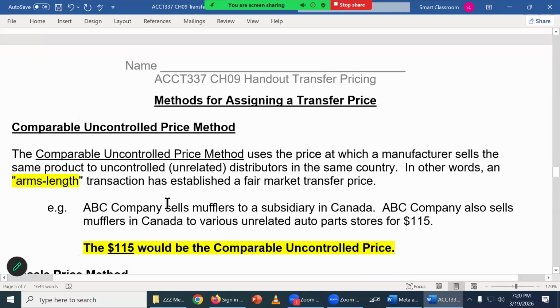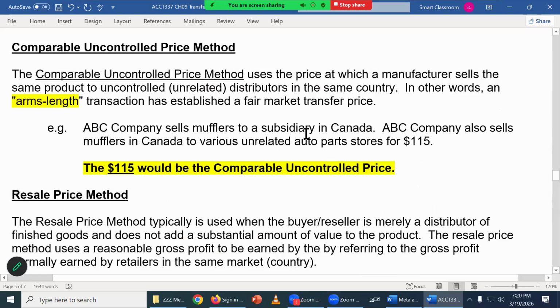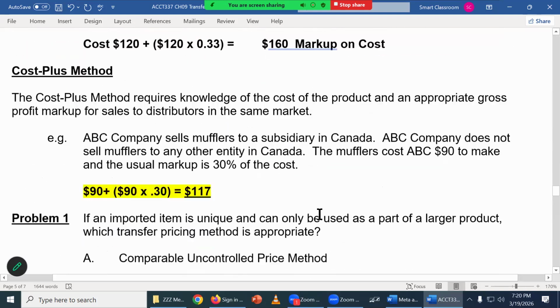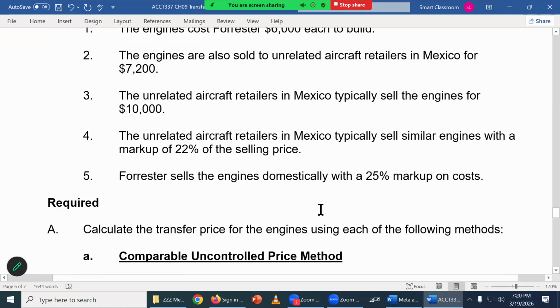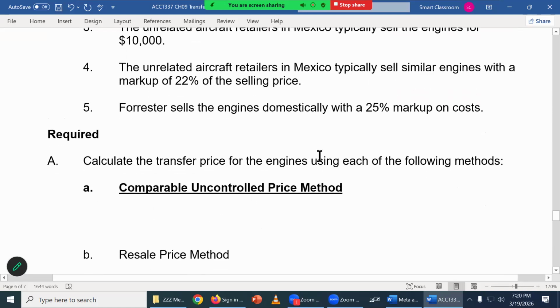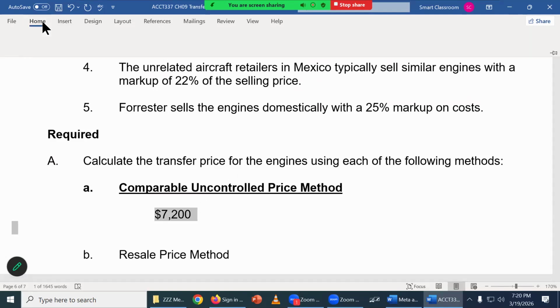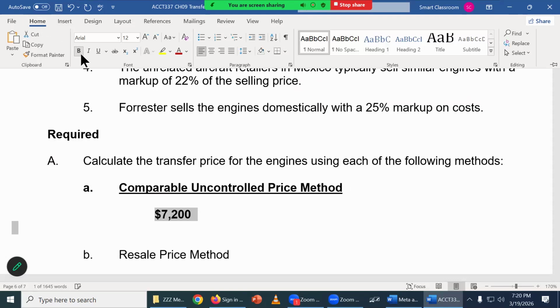Go back up here to this one. So ABC also sells mufflers in Canada, unrelated, out of source for 115. Actually, it'd just be the 7,200. Oops, too much. I got 72,000. It'd just be the 7,200. That's what they sell it to other people for. That's what they're going to sell it for.